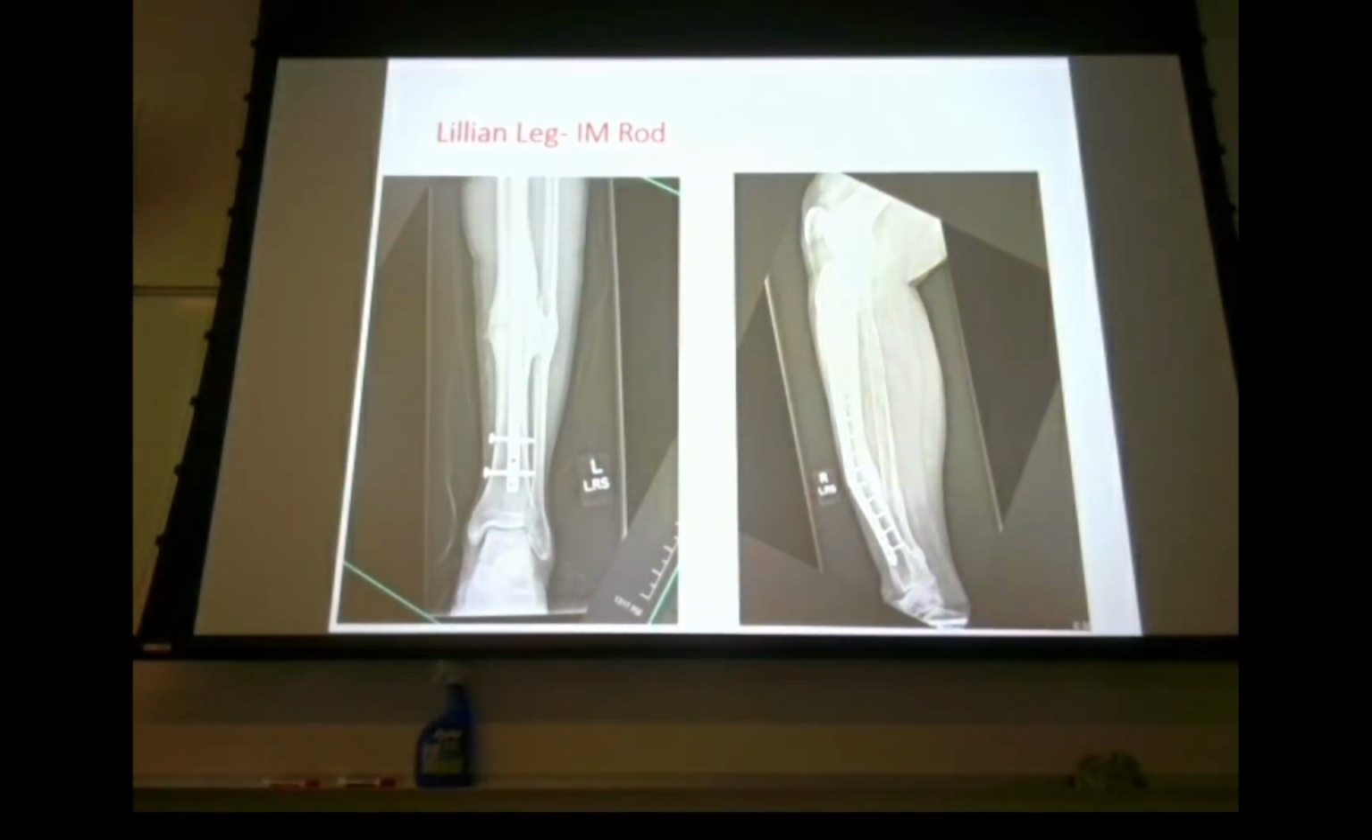So this is weird. All right? There's a lot of funkiness going on with this thing. All right, first off, I didn't put the third one in there. That's two different ones. That's two different people. Yeah. Okay. I thought maybe that they took this one, removed the plate, and put an IM rod in.